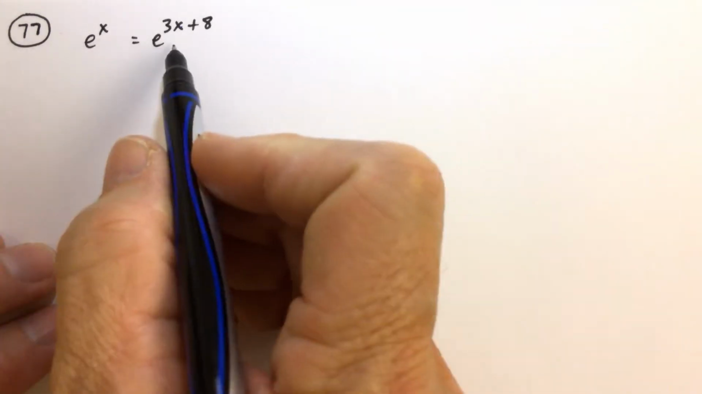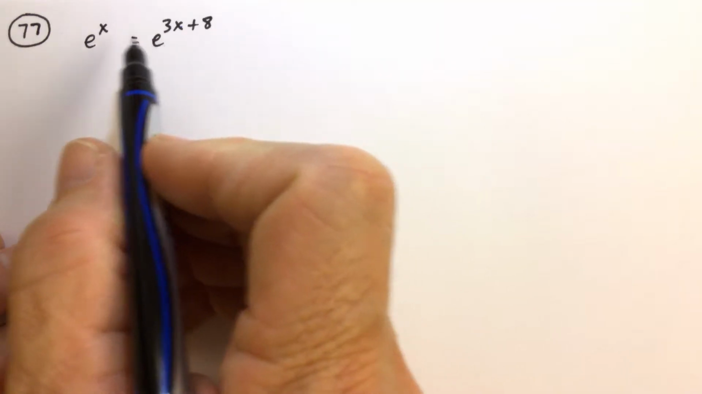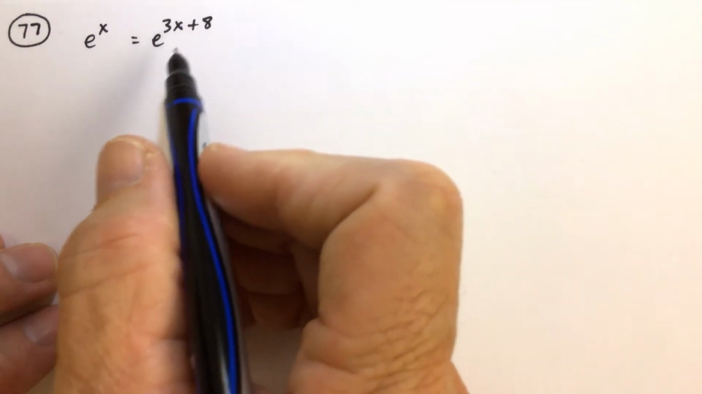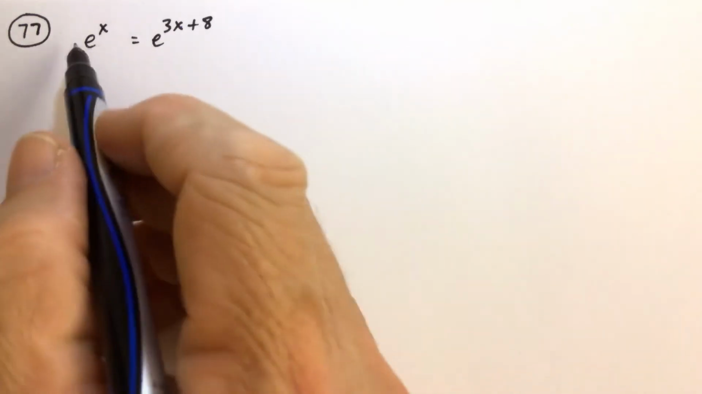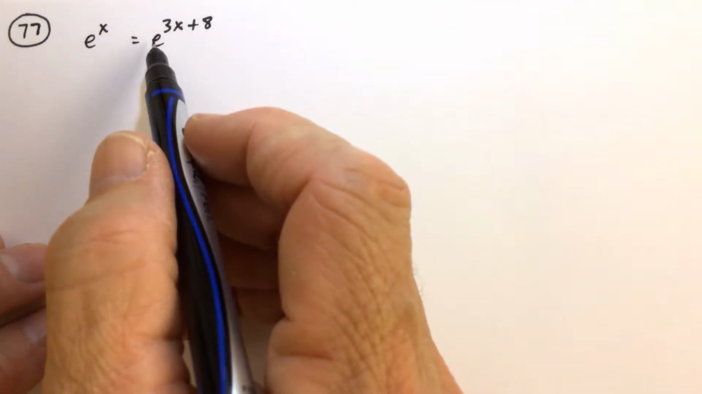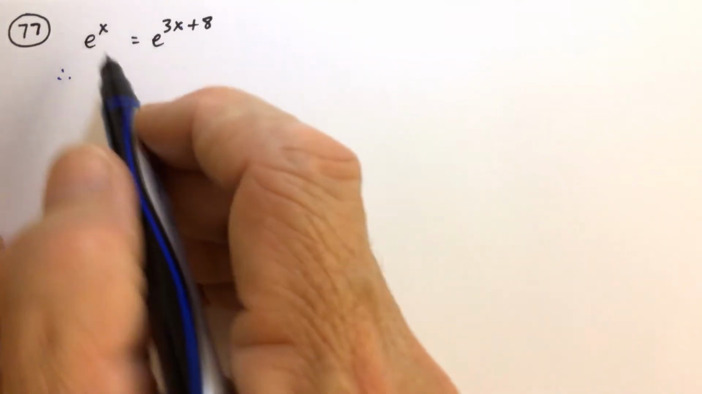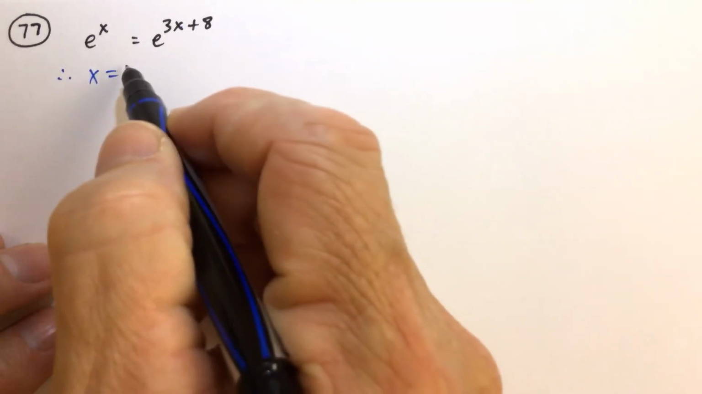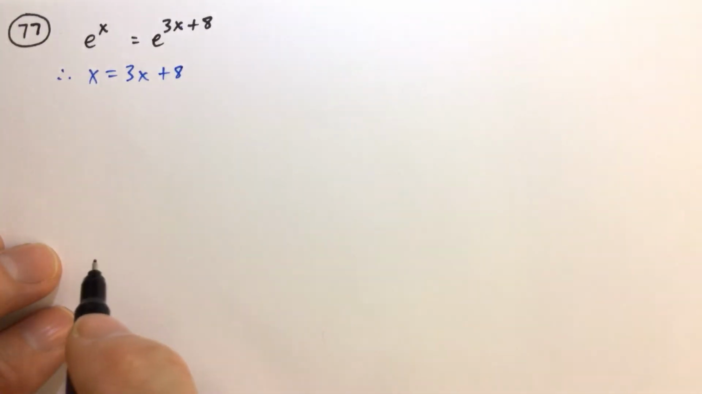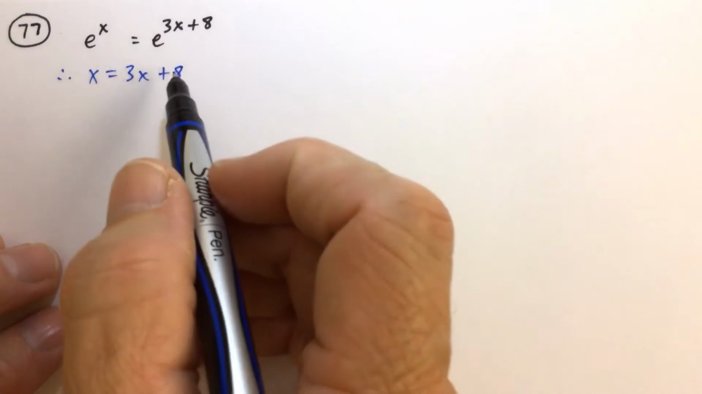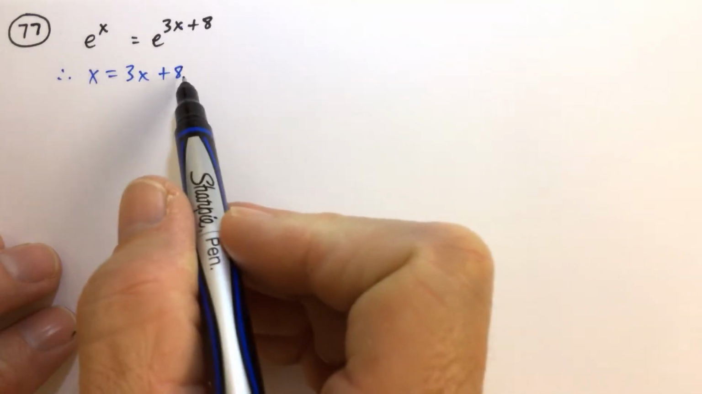And that is that we can express both the left and the right sides of our equations as some number to a power. And in this case, number 77, the number happens to be e. e is the same as e, so therefore, since the bases are the same, the exponents also are the same. So I'm going to go ahead and just equate the exponents again. If the bases are equal, the exponents have to be equal.